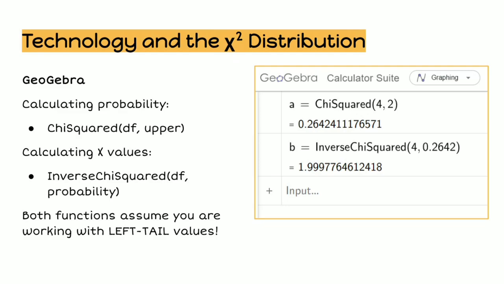The GeoGebra statistics package is a little bit more robust. You can calculate the area in a tail using the chi-square command. It is going to assume that the lower boundary is 0, and it only asks you for a degrees of freedom and an upper bound, meaning it is always finding a left tail. And you can calculate chi-squared using inverse chi-squared. It is also going to assume that the probability you feed it is a left tail.